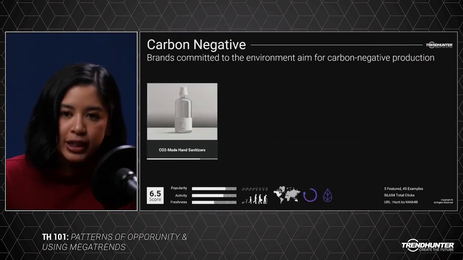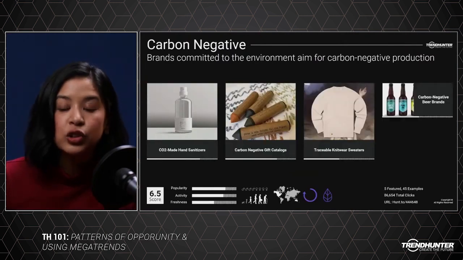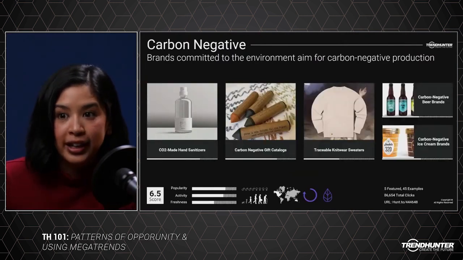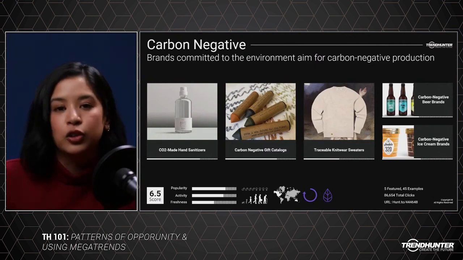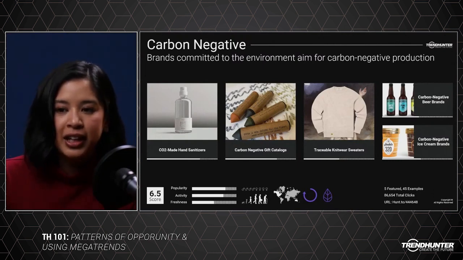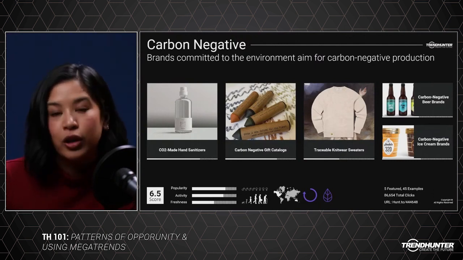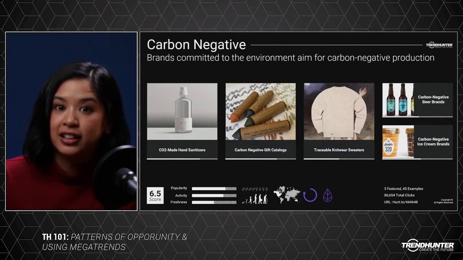Carbon Negative is a great example of this. Here we see brands committed to the environment actually using carbon to create new products. So yes, you've heard all about carbon neutrality, but now this is about how to actually take carbon waste and use it to make things like hand sanitizers, to make things like knitwear, to make things like beer or ice cream. In fact, there is even an entire catalog full of carbon negative gifts.